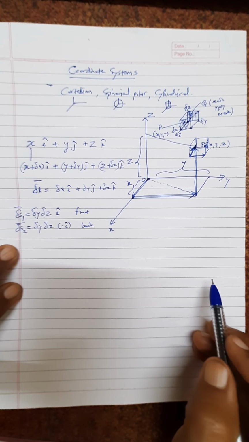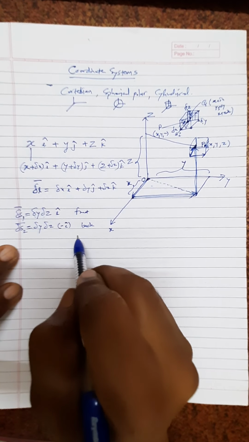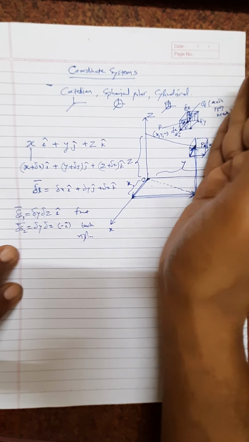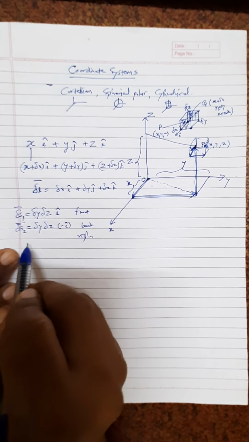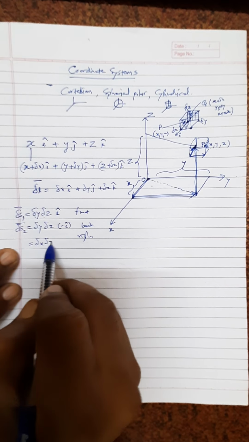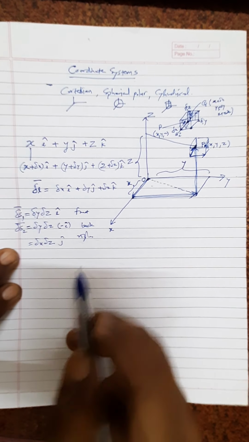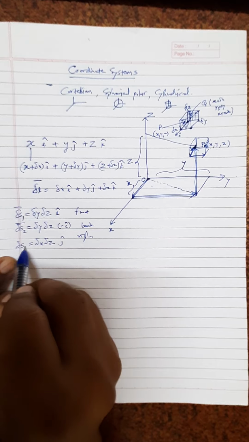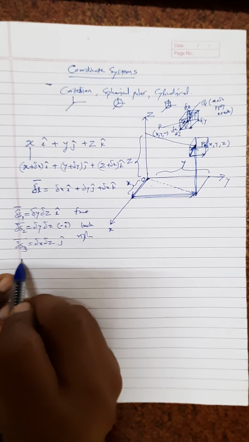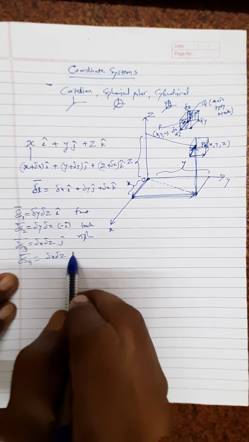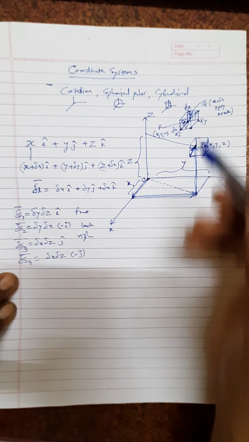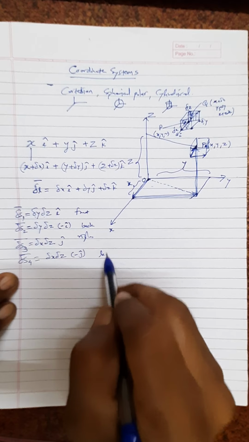Similarly, if I will have to write the right surface, it will be the product of delta x into delta z, and therefore I can write delta x delta z, which will be along j cap. I will write this as delta s3. Similarly, I can write delta s4 equal to delta x delta z. The direction will be minus j cap, it is the left surface.